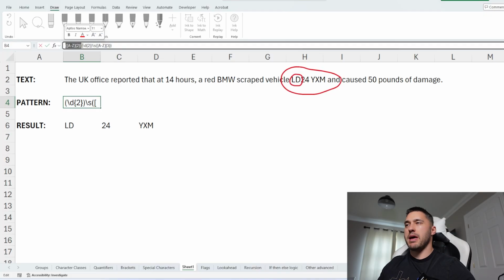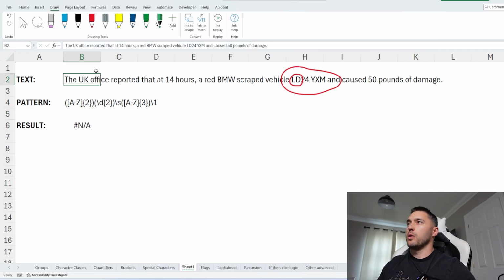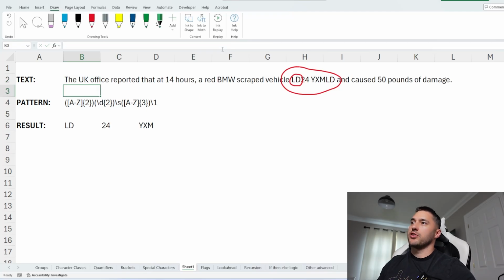But the thing that's held in memory is not that pattern, it is the specific thing that was found with that pattern. So now LD is held in memory. And we can recall that back into our pattern by saying \1. So that's saying capture group 1. And that is not going to match anything until we put what was held in memory at the end. So LD is held in memory. So now our pattern is matching that.